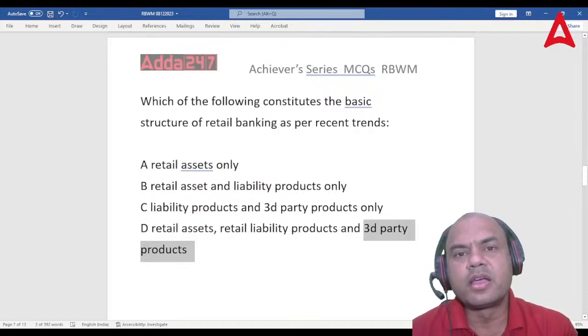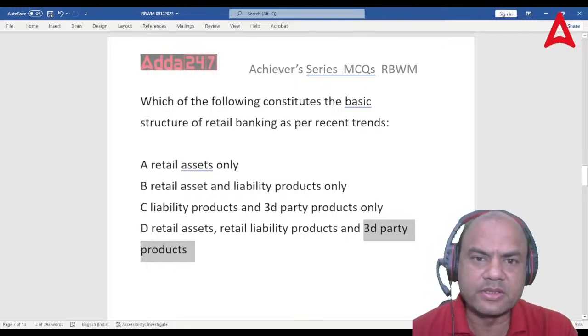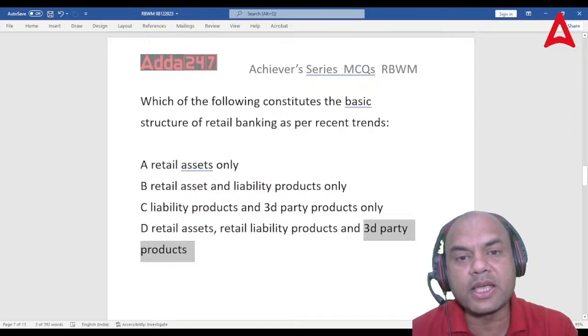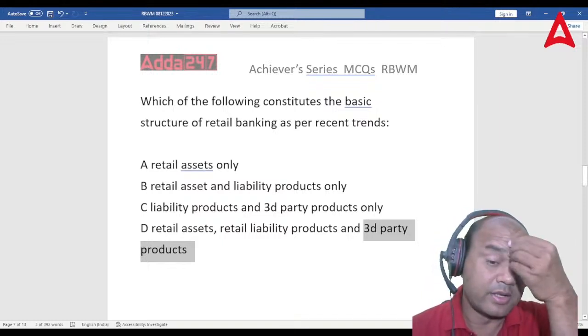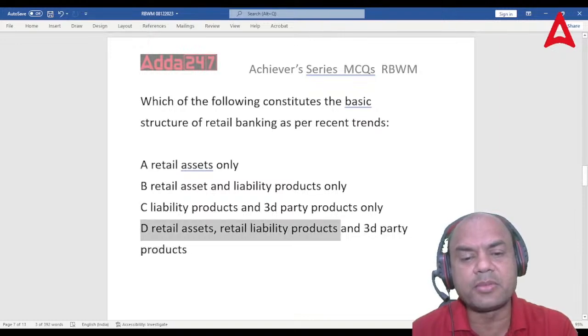I go to the bank for an FD, I come out with insurance. I go to the bank for savings, I come out with insurance. I go to the bank for depositing cash, I come out with insurance. That's the same. So it is what? All of these three: retail assets, retail liability, and third party.